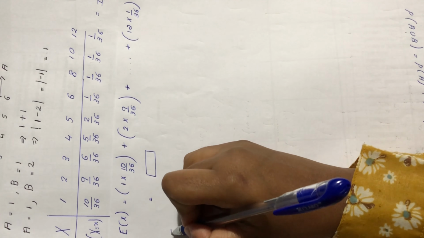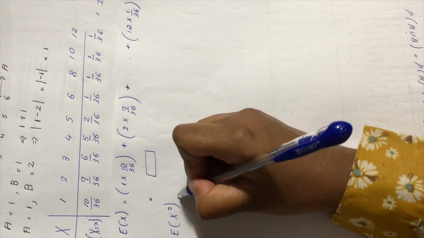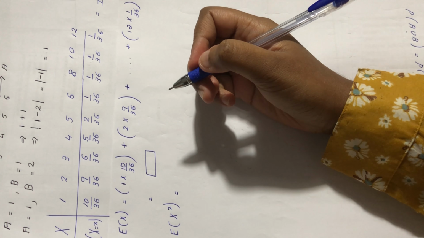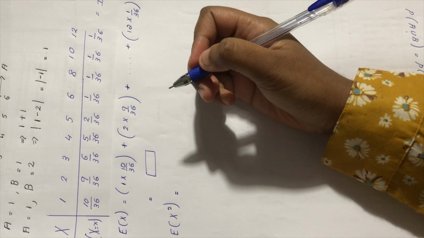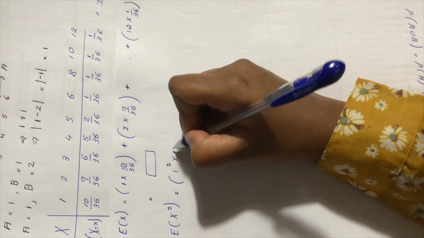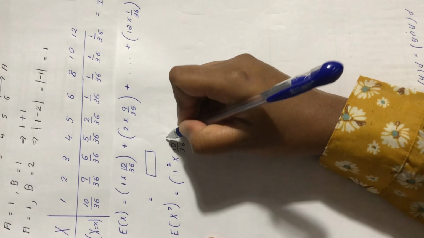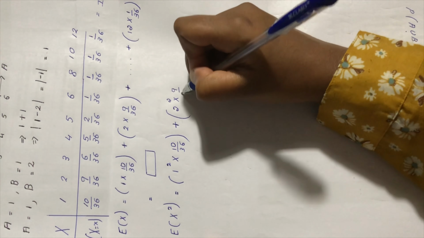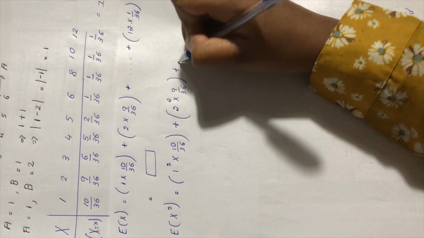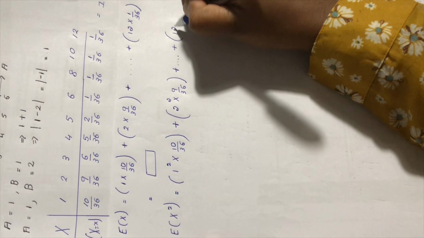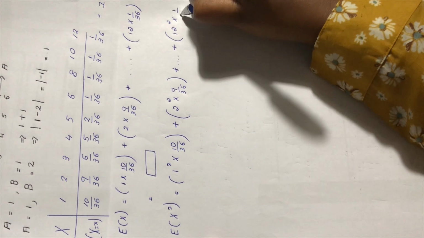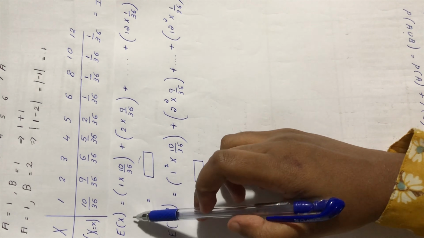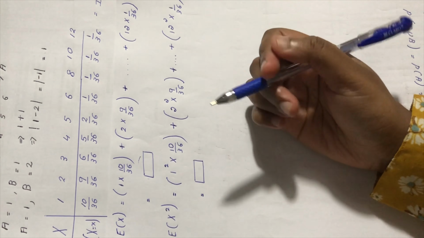Similarly, for the expectation of X square, you have to remember that to be able to find the variance of X, we need to find the expectation of X square first. 1 square multiplied by 10 over 36 plus 2 square multiplied by 9 over 36 plus it goes on till 12 square multiplied by 1 over 36. You get the answer. Expectation of X square minus mean the square. Okay.